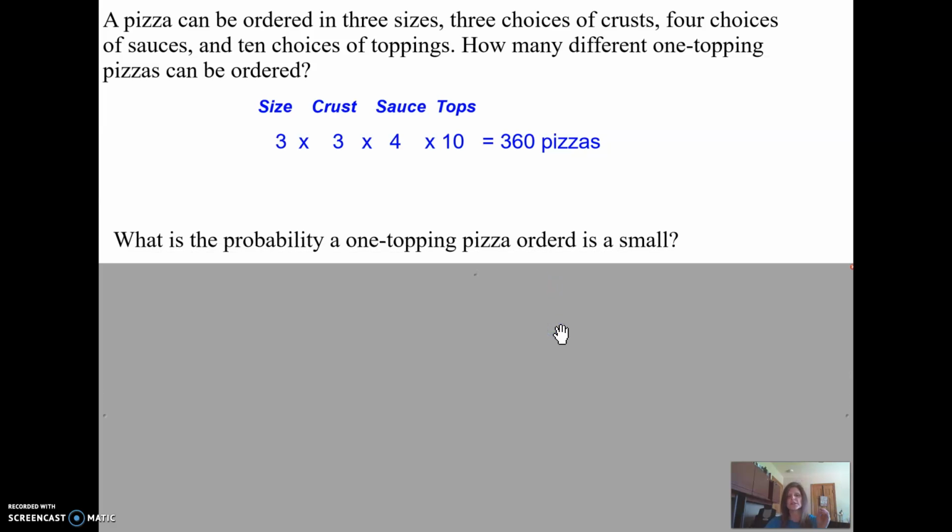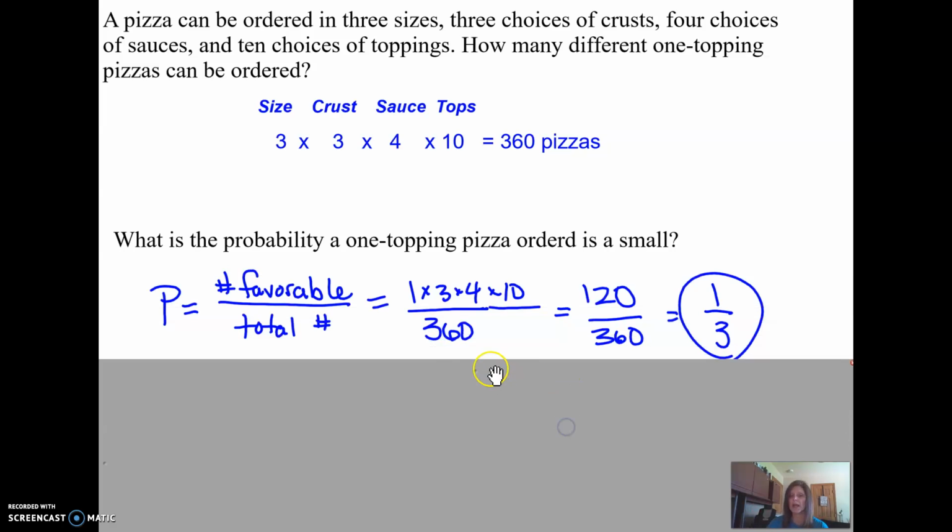The next question is, what is the probability a one-topping pizza ordered is a small pizza? Okay, so I know the total number of one-topping pizzas, 360, but what about the probability that what I've ordered is a one-topping small pizza? Well, probability, you recall, is number of favorable outcomes, what we're looking for, divided by the total number of outcomes. So for us, we have the total 360. How are we going to calculate the number of favorable?